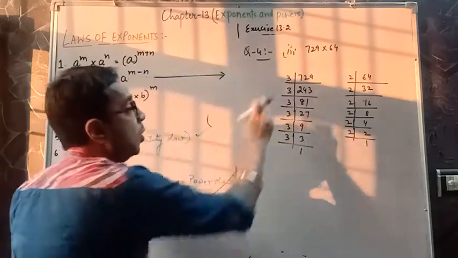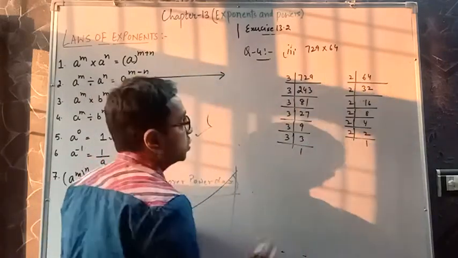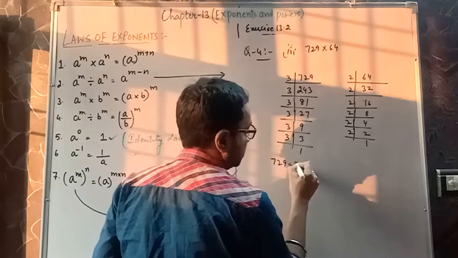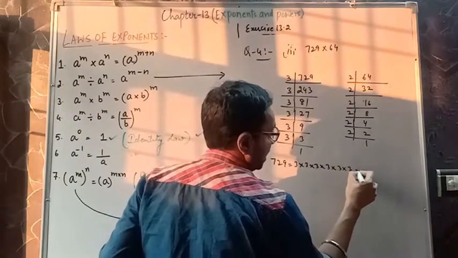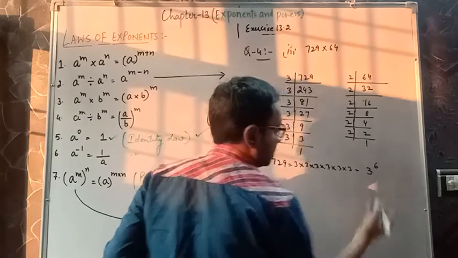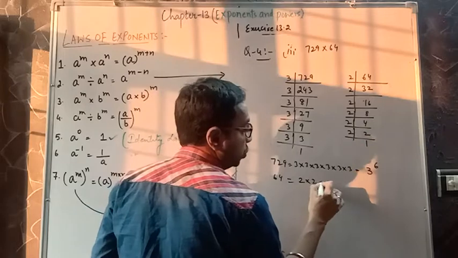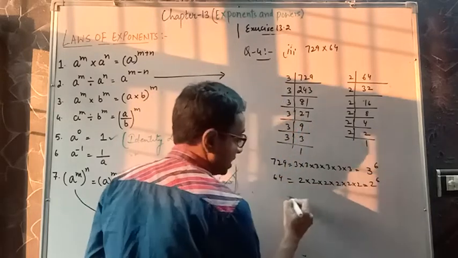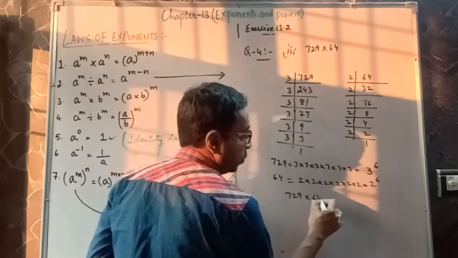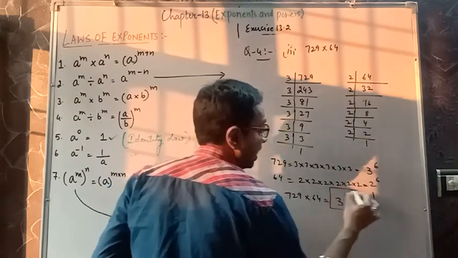So what am I getting? 1, 2, 3, 4, 5, 6. I can write 729 as 3 into 3 into 3 into 3 into 3 into 3, that is 3 raised to power 6. Similarly, 64 I can write as 2 into 2 into 2 into 2 into 2 into 2, that is 2 raised to power 6. So 729 into 64 I can write as 3 raised to power 6 into 2 raised to power 6. This is the answer.